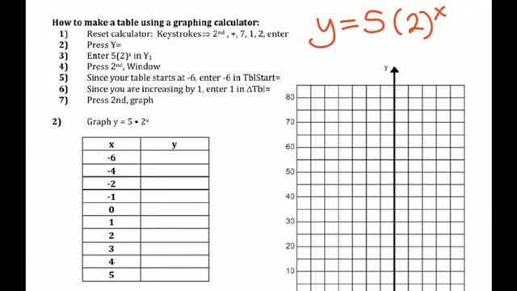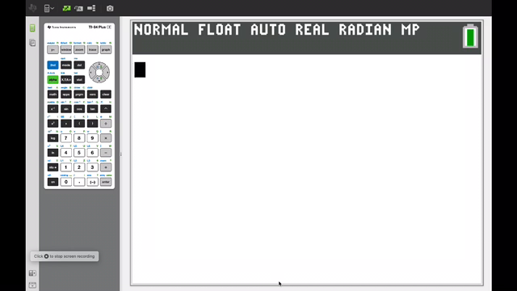And I'm going to show you how. For the first problem, I am going to show you how to use your graphing calculator to make a table. So if you look at the very first part of your lesson, it says how to make a table using a graphing calculator. So number one, it says to reset your calculator. So the first thing we're going to do is press the keystrokes and you're going to just follow exactly what it says on the paper.